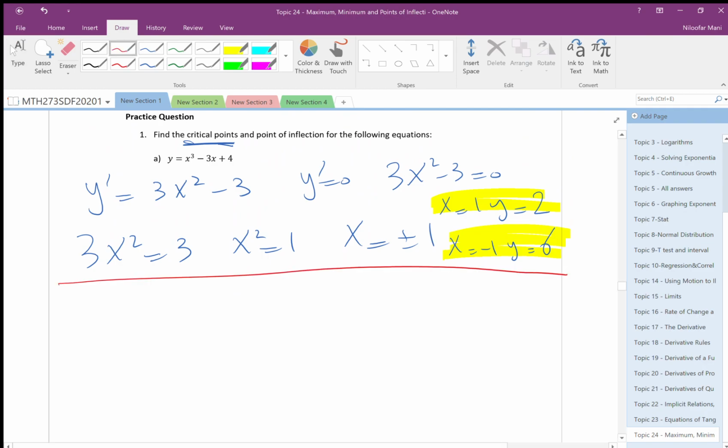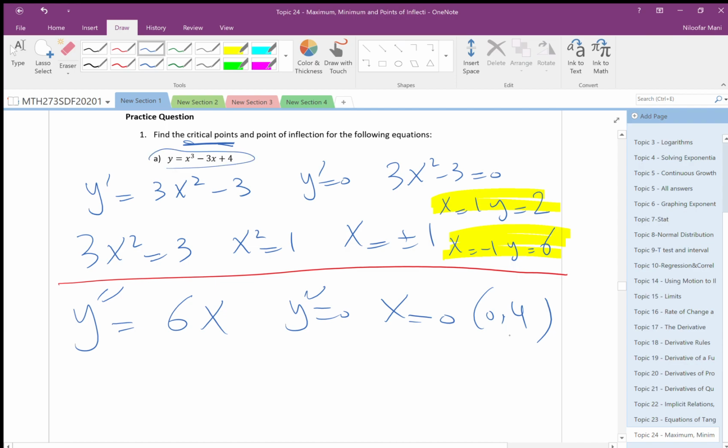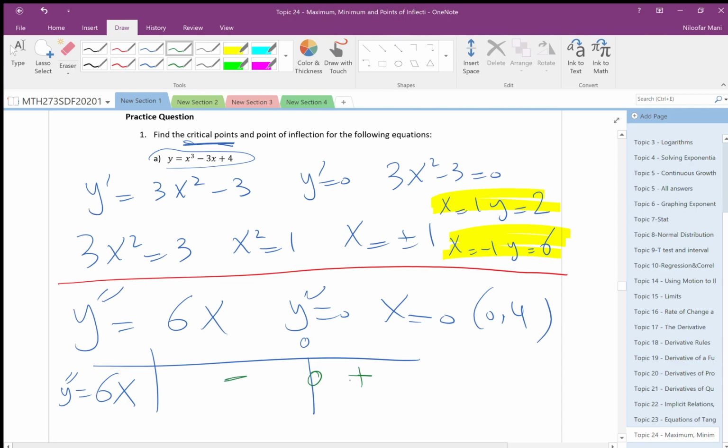How about points of inflection? For points of inflection, I have to find the second derivative. The second derivative is 6x. It is 0 at x equals 0. But I cannot just put 0 there, find 4 for y, and say this is my inflection point. I have to see if y double prime, 6x, changes at this point from positive to negative or negative to positive. Here is 0. Before this, 6x is negative, and after this, positive. So concavity changes from down to up.